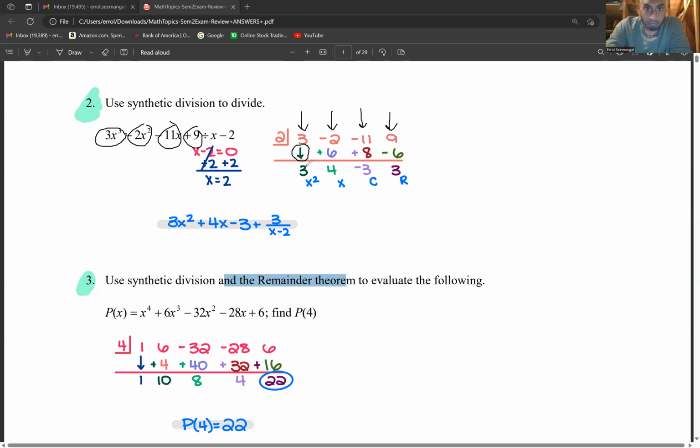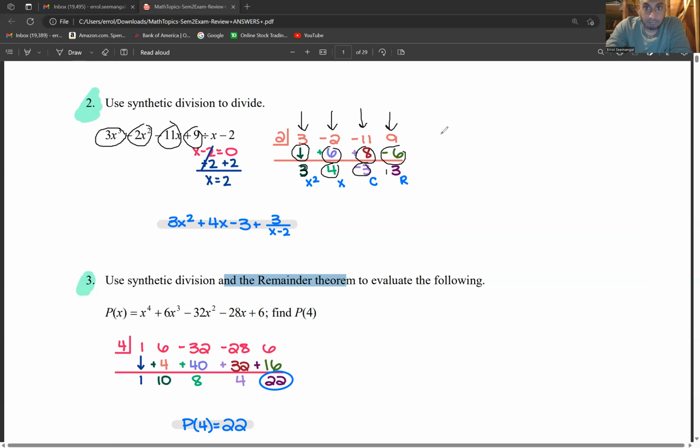So bring the three down. So that's the three right there. Two times three is this six. You add them, you get four. Two times four is this eight. You add them. Two times negative three is this negative six, and then you add them.